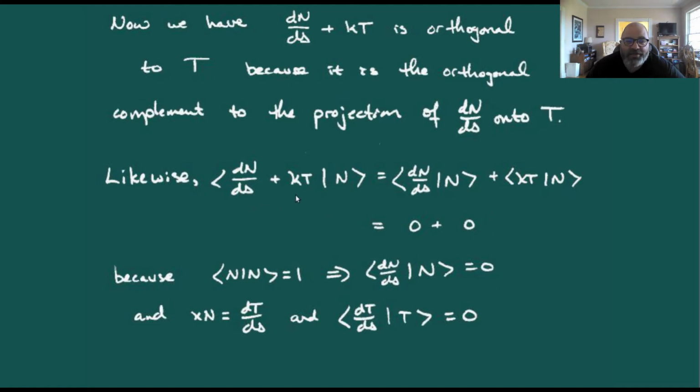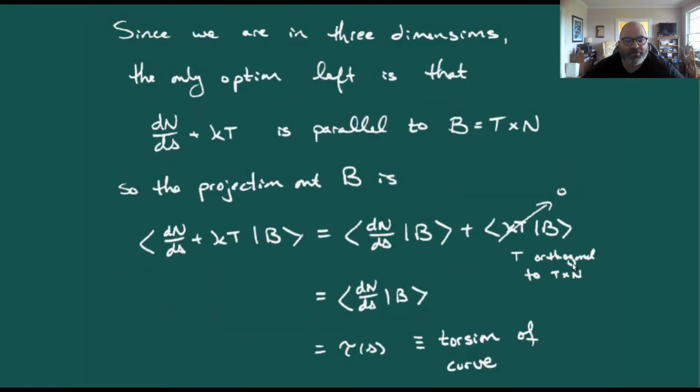So this vector, dN/ds plus kappa times T, is not in the direction of the unit normal at all. And it is not in the direction of the unit tangent, because it was the orthogonal complement to the unit tangent. It's not in the direction of the unit normal, as we just saw here. And so what's going on there? What does that leave us with? Since we're in 3 dimensions, the only option we really have left is the vector that's going to be perpendicular to both T and N. Well, that leaves us with our binormal vector.